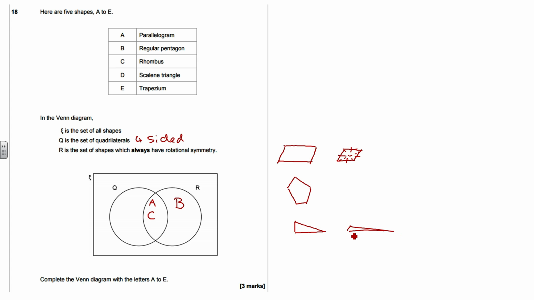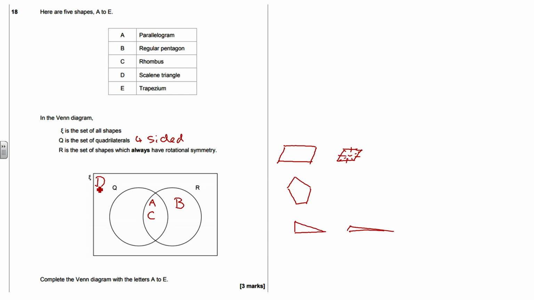Is it four-sided? No. Will it always have rotational symmetry? Well, no, it doesn't have any rotational symmetry. So we can say that the scalene triangle actually sits in the universe. It's in neither of these groups. It is neither four-sided nor does it have rotational symmetry.